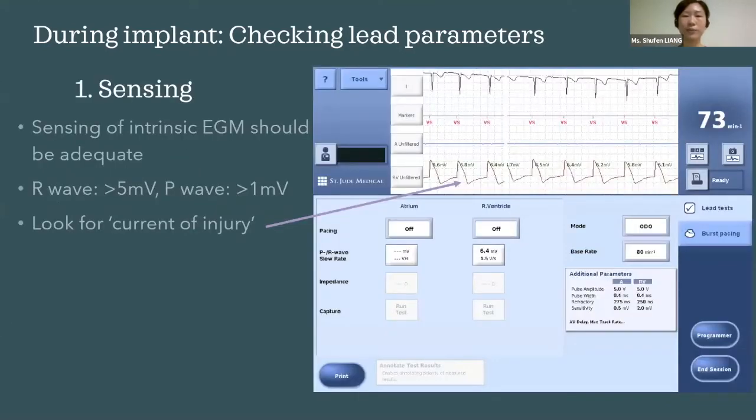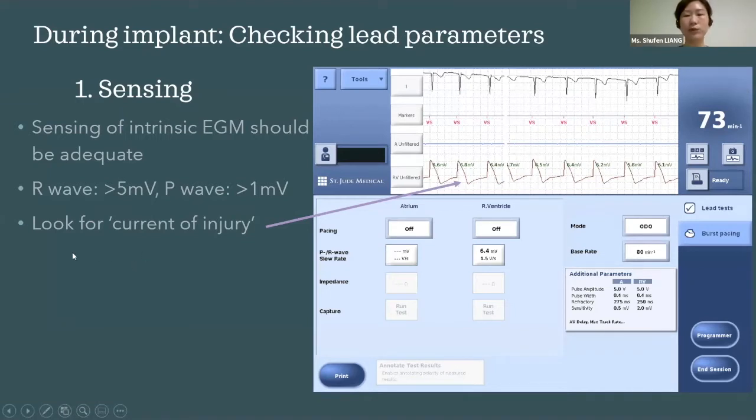So after the lead is deployed, we can check for sensing. Here, I'm using a St. Jude, now known as Abbott, analyzer from Abbott. Here you have the ECG with the markers, and then you have the electrograms. It's telling me how tall the R waves are from the RV lead. They should be more than 5 to allow adequate sensing. You don't want it to be too small, to be sensing noise or far field signals.